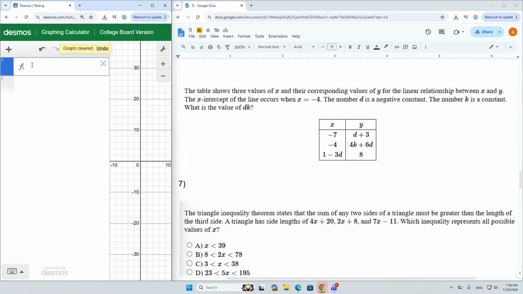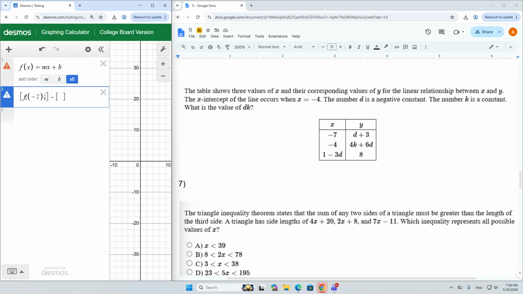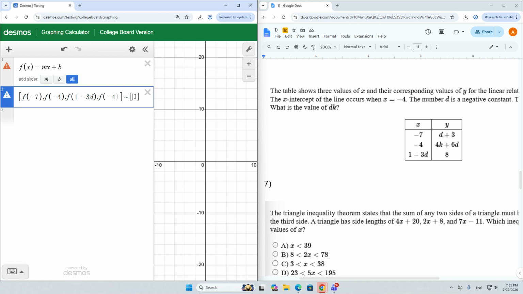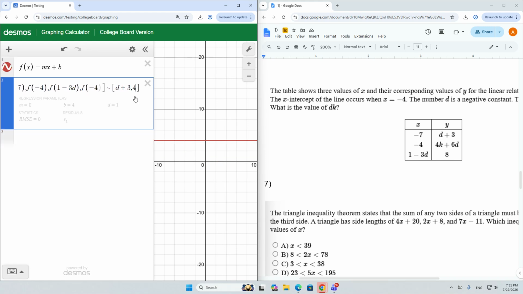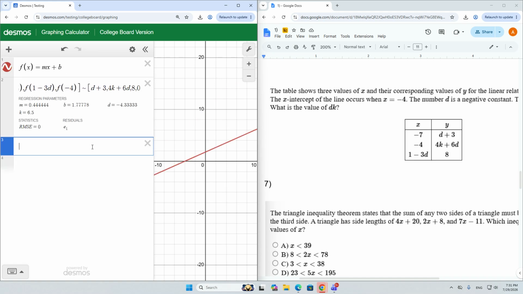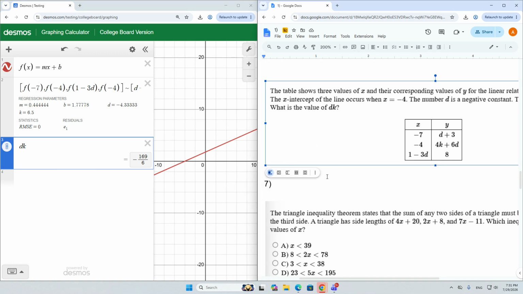Cool. All right, this one's easy, guys. Just use the function list method. f of x equals mx plus b. So I'm just going to do this. Function of -7. Function of -4. Function of 1 minus 3d. And I'm going to put one more function of -4 to make it 0 because it's the x-intercept. So let's do that. So just do that, guys, and it's easy, okay? So I do that, and then I say dk. So -169 over 6, okay? Good.